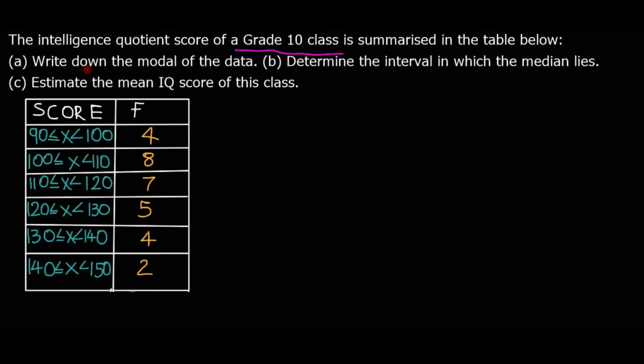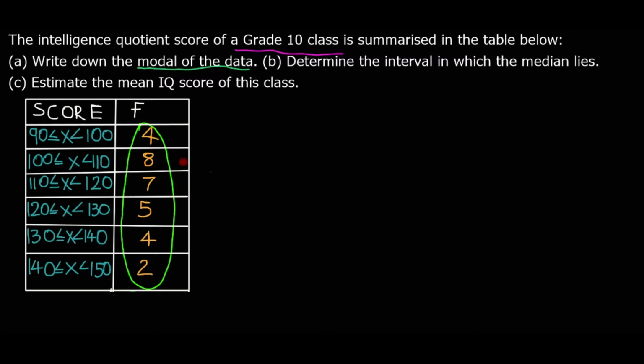The first question says, write down the modal class of the data. The modal means the mode, and we know that when we deal with ungrouped data, to find the mode we look for the value that occurs most often. So when we have grouped data and we want to find the modal class, we look at the interval that has the highest frequency. When you look at the frequency, we want to see which is the highest, and then we take its interval.